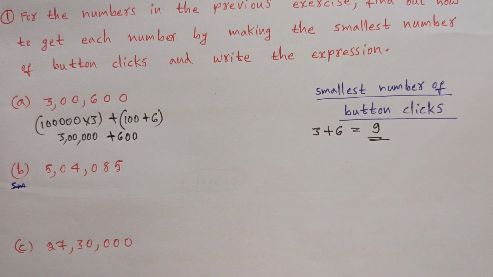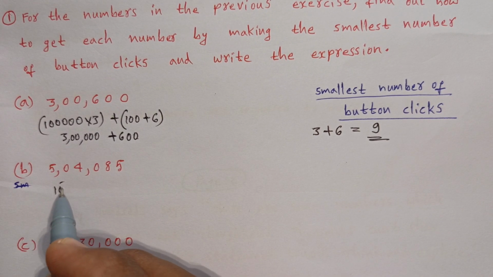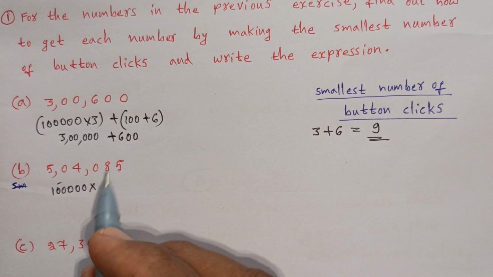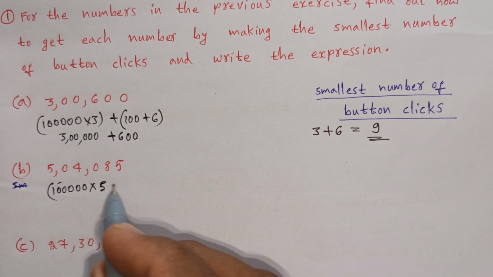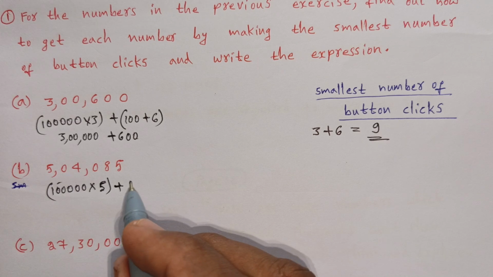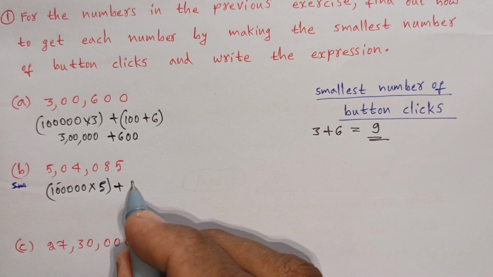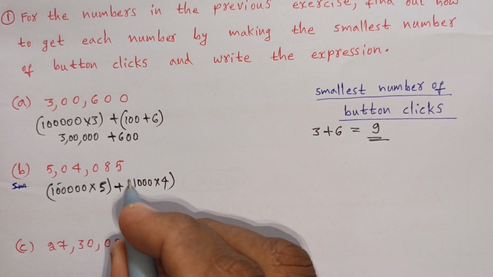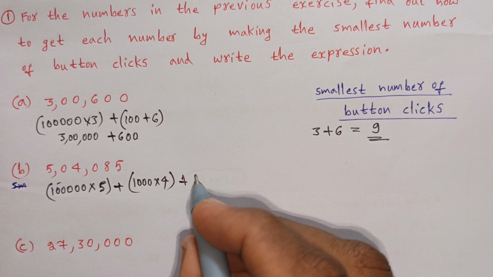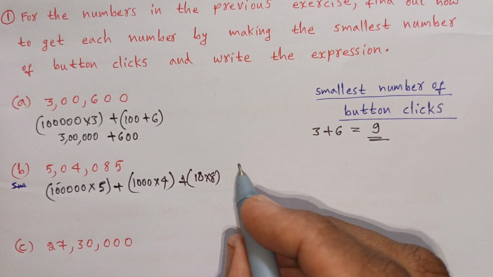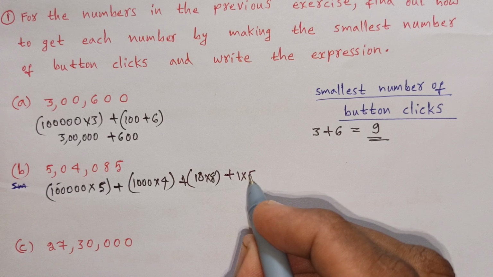Now the second one, B bit, 5 lakh 4,085, I am taking. So the 1 lakh button, if you press 5 times, you will get 5 lakh here. Next, 10,000: plus nothing is there, you can skip. And in 1000, plus 4 is there. So 1000 into 4. Next, in the tens place 8 is there. So 10 into 8. And in the ones place 5 is there. So 1 into 5 I am taking.